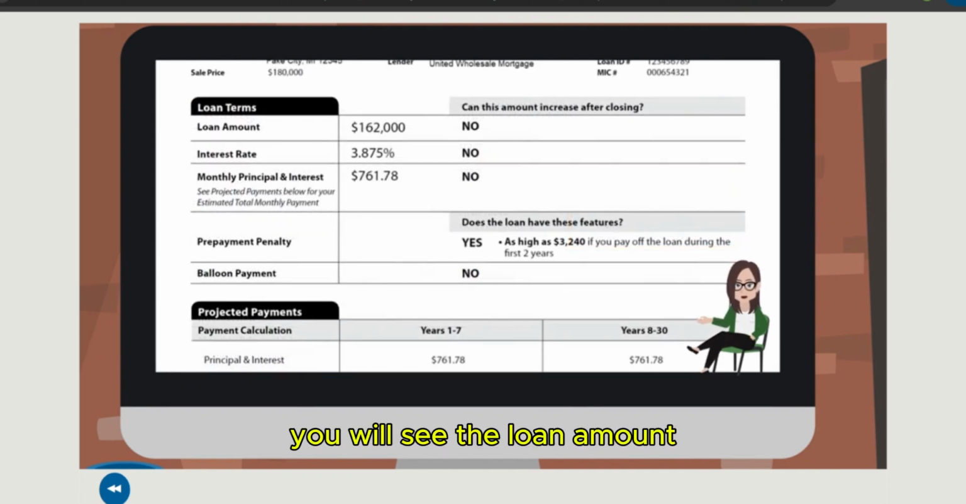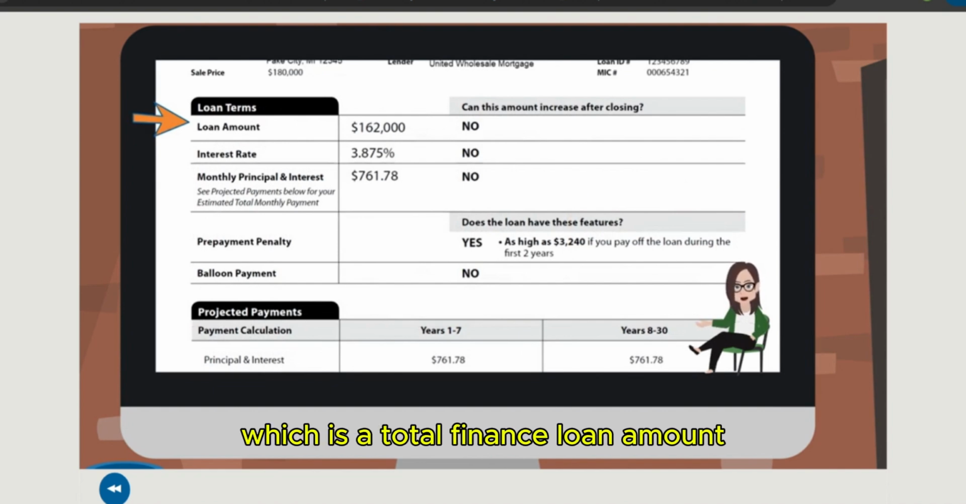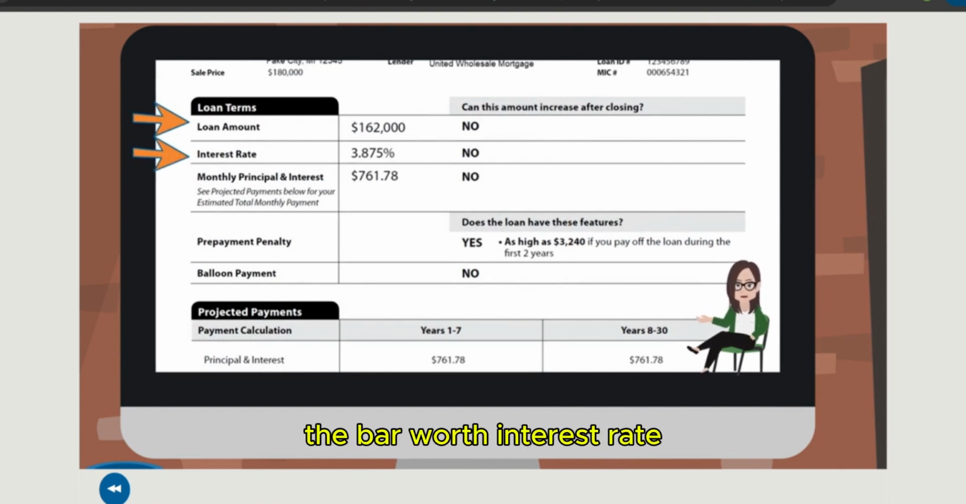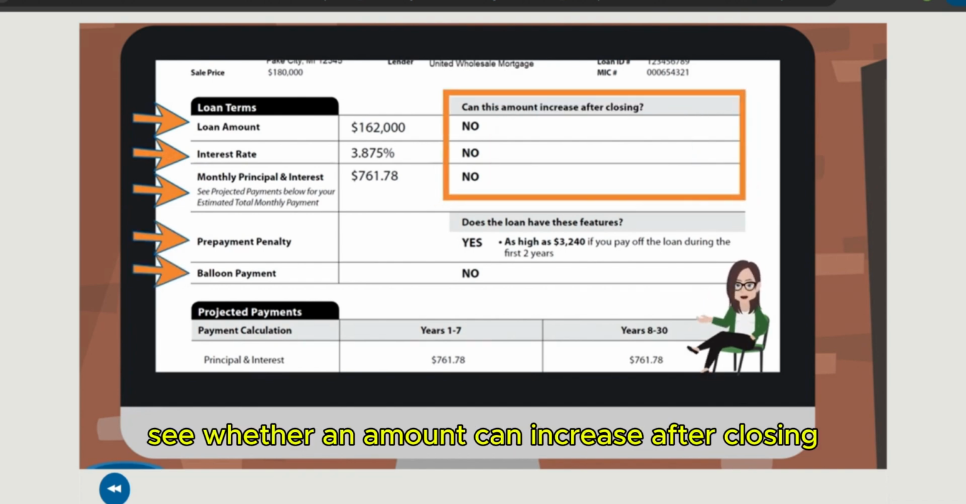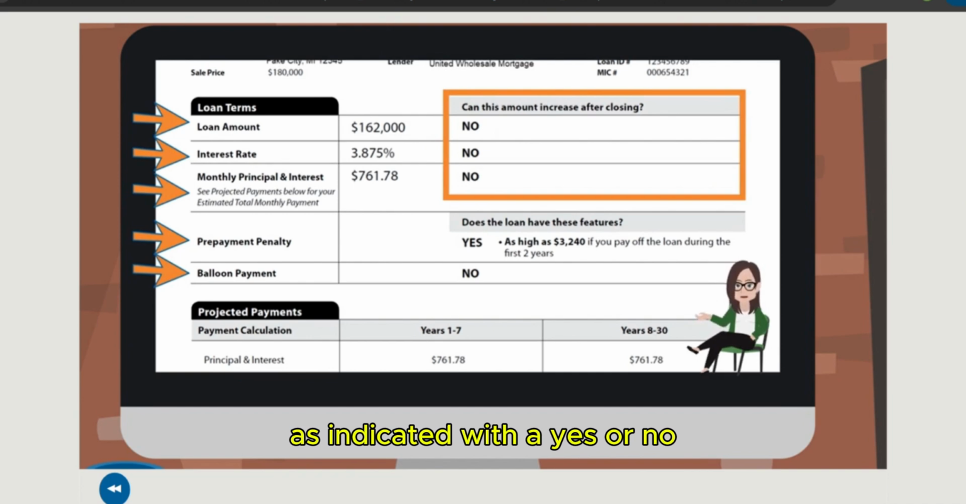Under the loan terms section, you will see the loan amount, which is the total financed loan amount including the UFMIP charge, the borrower's interest rate, the monthly principal and interest payment, and if there are any prepayment penalties or balloon payments. You will also see whether an amount can increase after closing, as indicated with a yes or no.